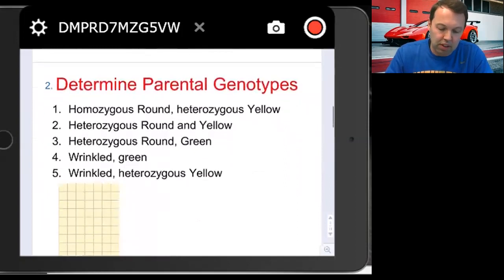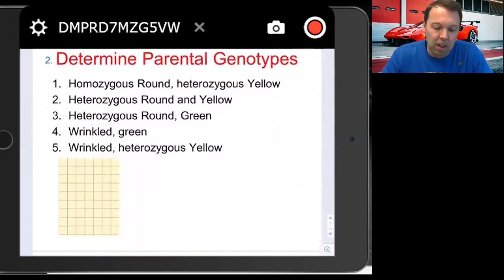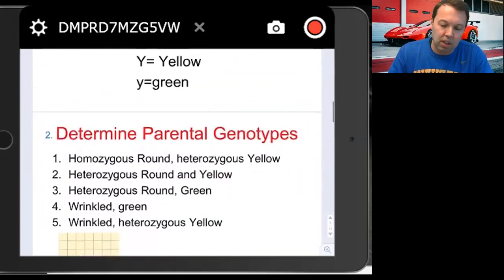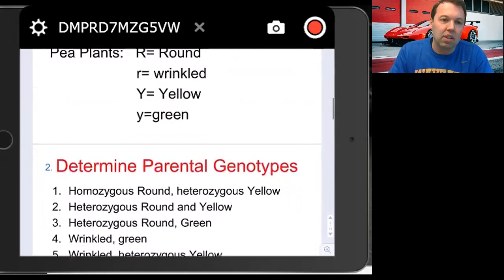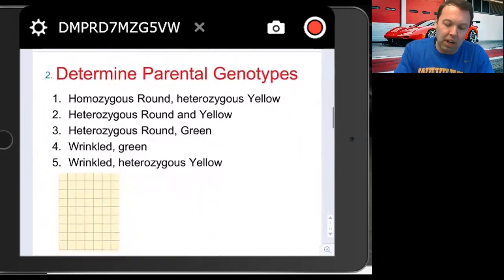All right, so let's do a couple practice problems here. So this is all step 2, just figure out, could we do homozygous round and heterozygous for yellow? What would that parent look like? If we just had the words, could we figure out what are the letters? So homozygous round, okay, look, big R is gonna be round. And homozygous is going to mean the same. So I'm going to use big R, big R.